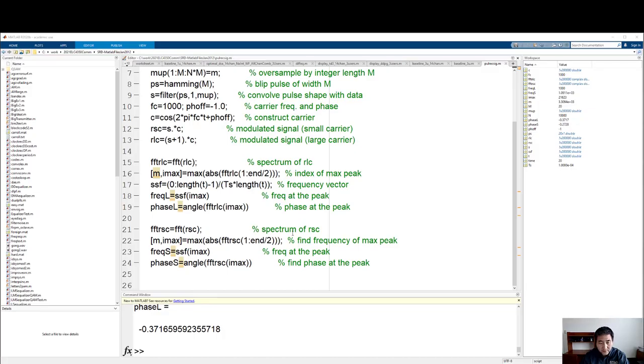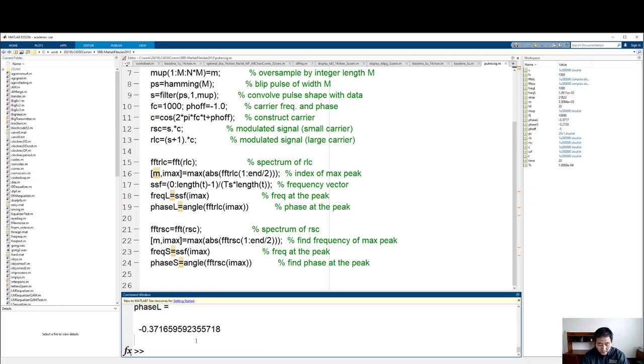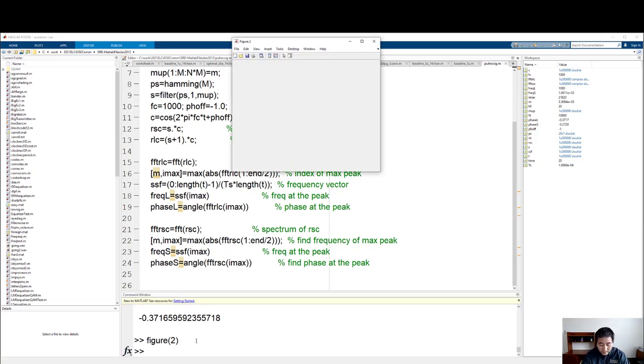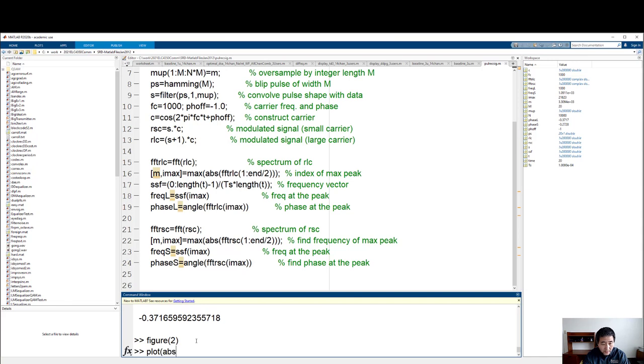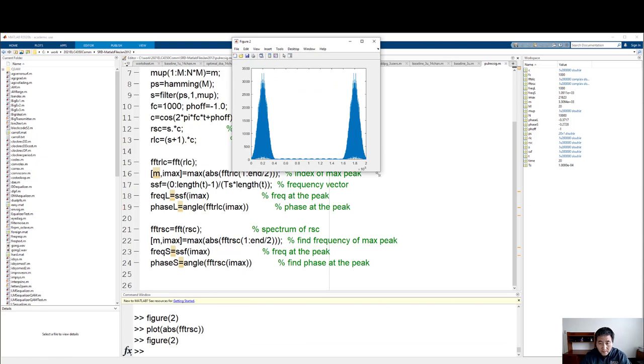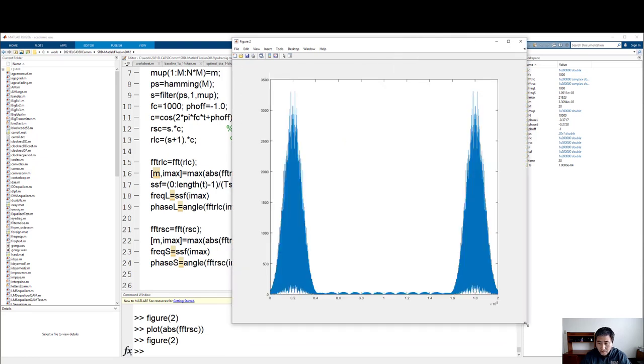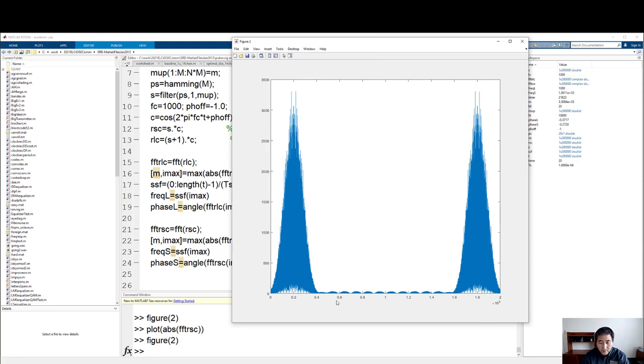Now the second part of the receiver is to receive the signal that uses the suppressed carrier modulation. So that's FFT RSC. We plot Figure 2, ABS of FFT RSC. So here's what we get. That's the suppressed carrier modulation. Yes, we do have two peaks around frequency 1000 Hz and negative 1000 Hz, but we do not have a very large pure sine wave.